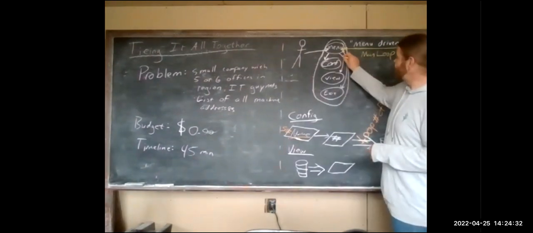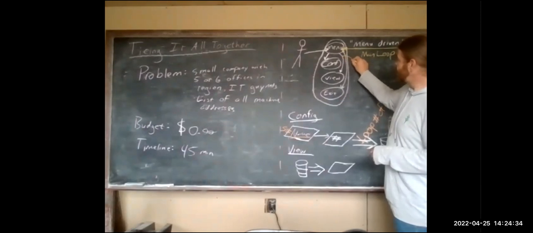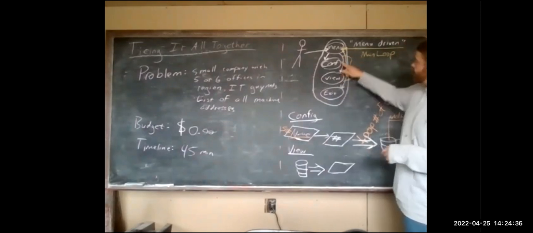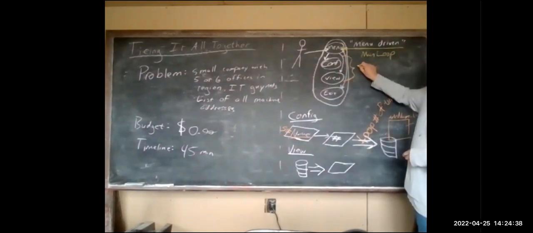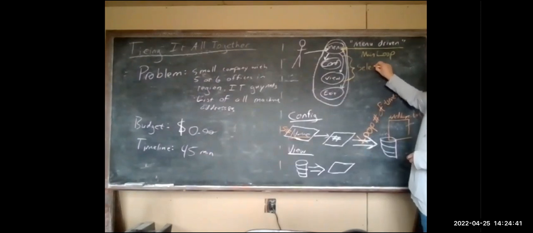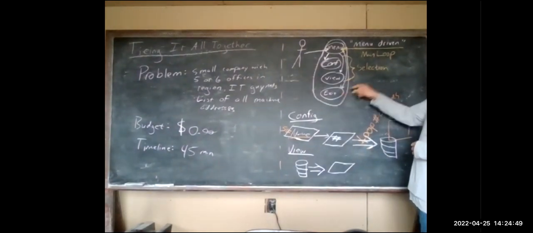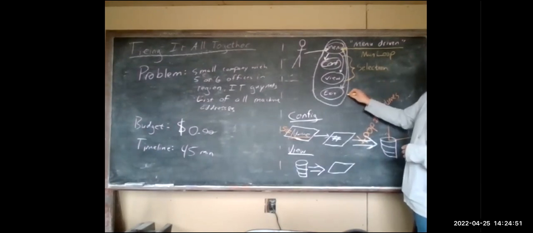And then these other ones, configuration and view, that'll go into a selection structure inside of our main loop. And then the exit, well, that'll just be the condition to leave the main loop.